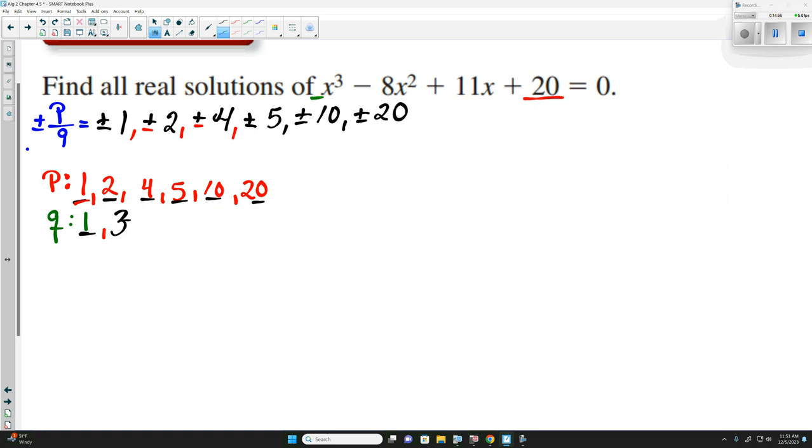So, questions on how we found the rational zeros? We feel good with these here? All right. I'm going to erase this for now, just so I have a little more room.